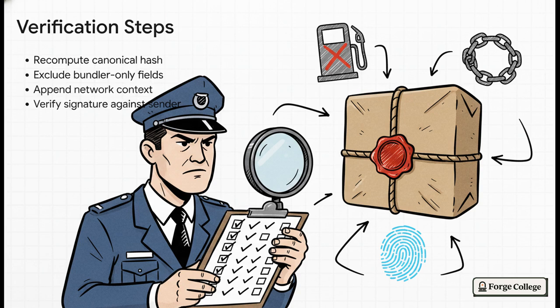This is vital. It prevents someone from maliciously taking your package meant for the Ethereum mainnet and delivering it on a testnet or some different chain entirely. Finally, it verifies the signature against the sender. It's a rigorous, totally unyielding checkpoint.